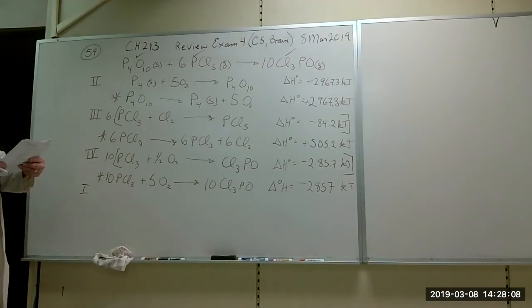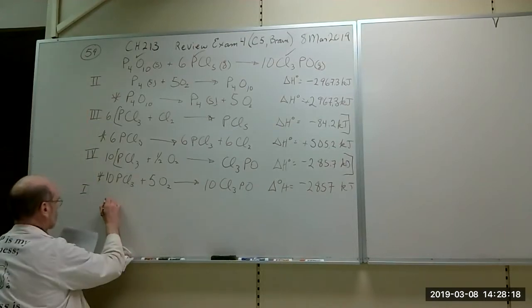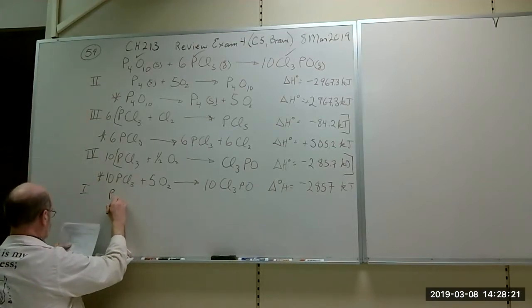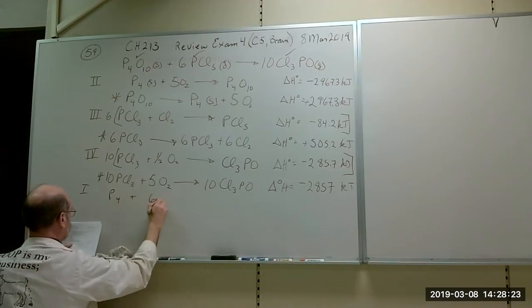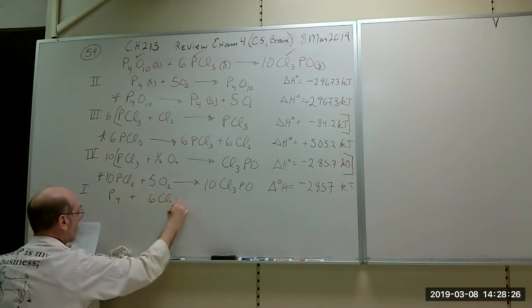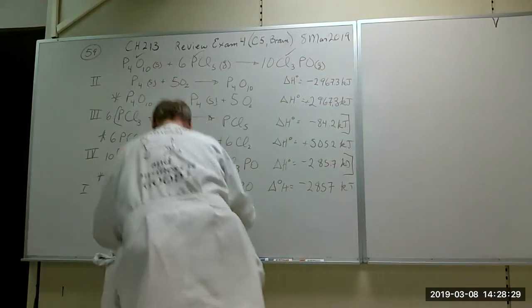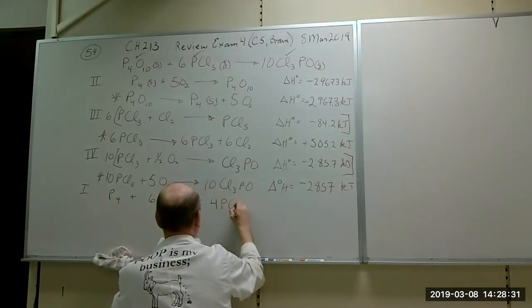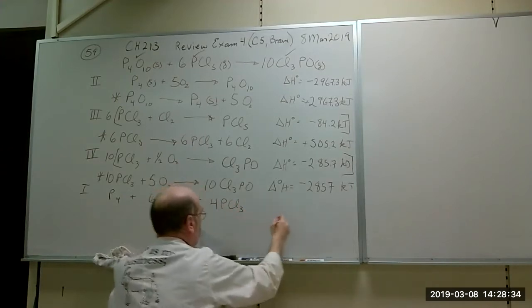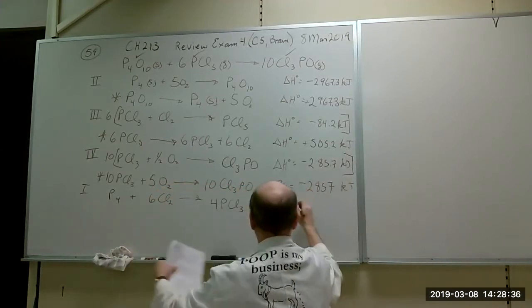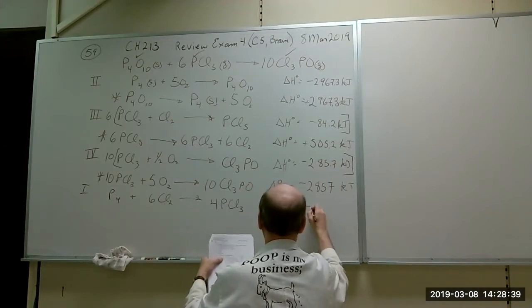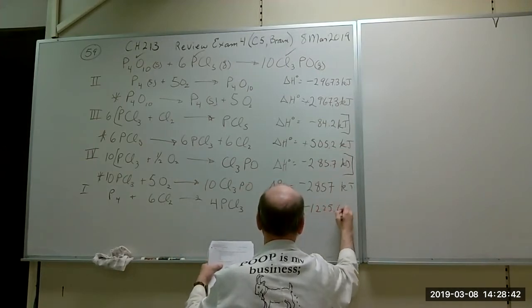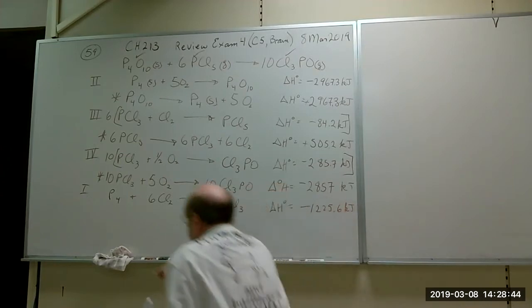That's where our PCl3 is. And as written, there are 4 PCl3s there. So we can write that one in as is, and that's the one we use. So this one has P4 plus 6Cl2, and then 4 PCl3s. And the delta H for that one is minus 1225.6 kilojoules. Okay, and we're going to use this one.